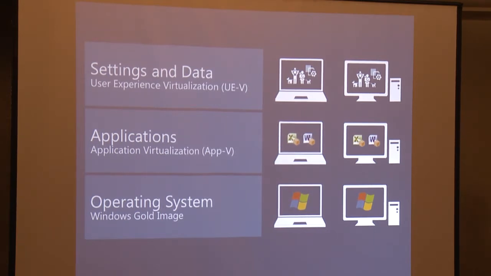Unidesk is great for my virtual desktop environment. What about my physical desktop environment as well, my RDS environment? Unidesk is great if I'm just doing virtual desktops. What about the rest of it? And App-V is a way that I can deliver those applications regardless of that desktop.